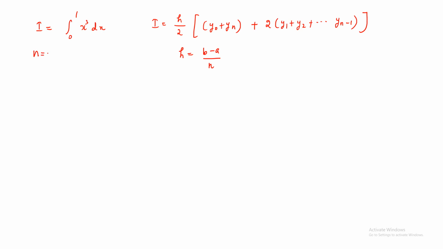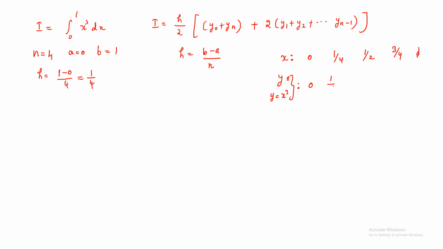In this problem we have been given n equal to 4, and here a is equal to 0 and b is equal to 1. So our h would be (1 minus 0) by 4, which is 1 by 4. Then we will have x values 0, 1 by 4, 1 by 2, 3 by 4 and 1. Then our y values would be y equal to x cube. This would be 0, 1 by 64, 1 by 8, 27 by 64 and 1.